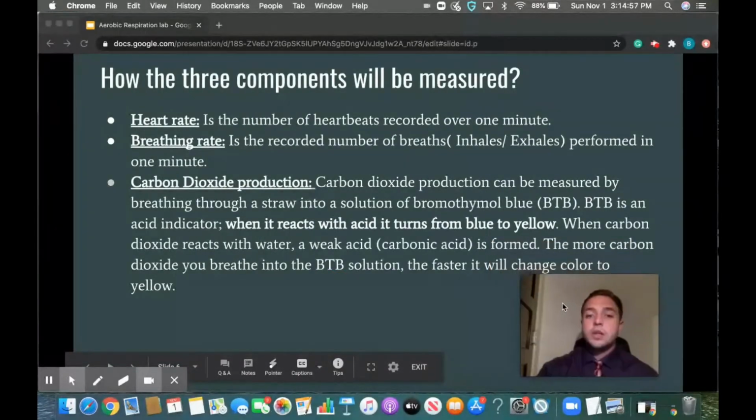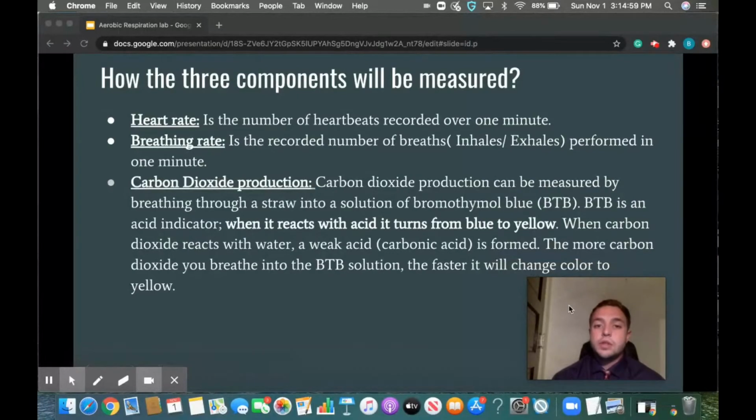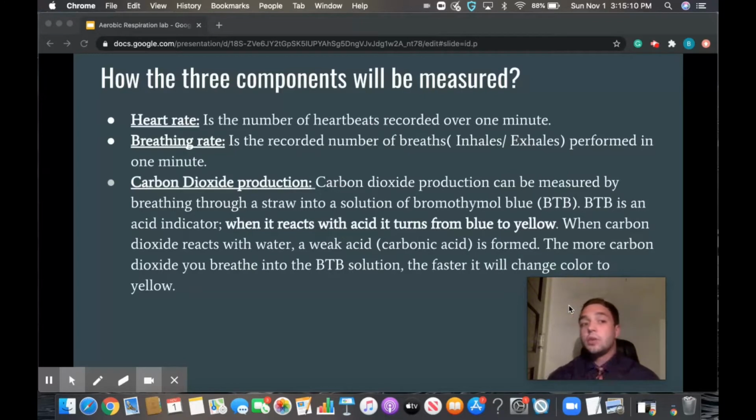Specifically, heart rate refers to the number of heartbeats recorded over 1 minute, so how many times your heart contracts. You can feel that by measuring your pulse on your neck or your wrist. We're going to look at how many times my heart beats and record that. The breathing rate refers to the number of breaths, or inhales and exhales, performed in 1 minute.